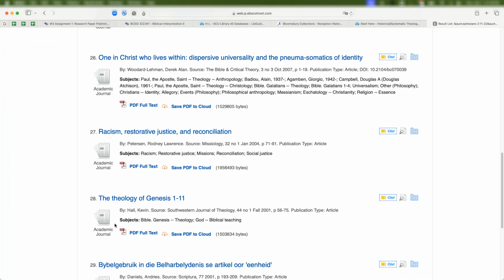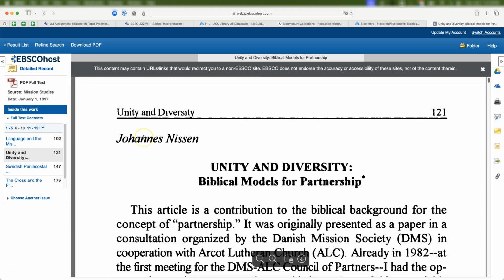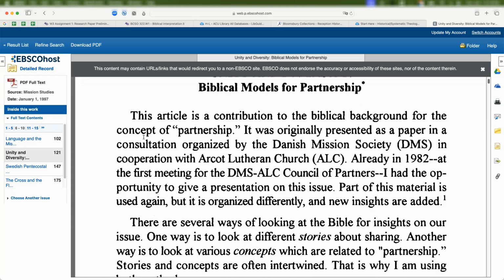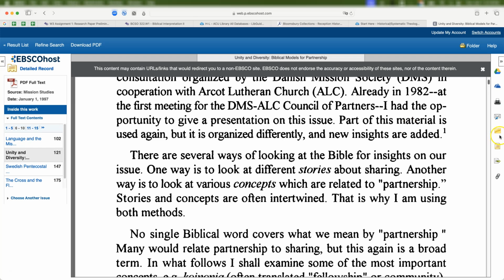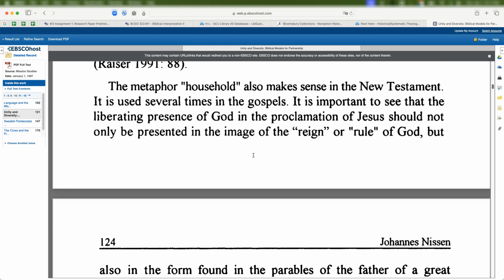Now, let's look at one more here. So again, same passage, but if we were looking at this and say, okay, models for partnership, that is going in another direction. And I'm just going to zoom out a little bit. So this is talking about it in a different aspect.